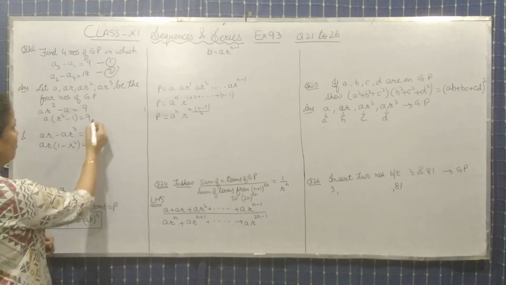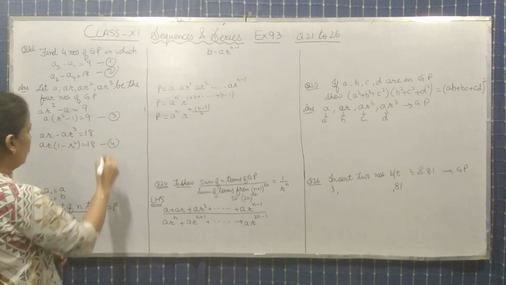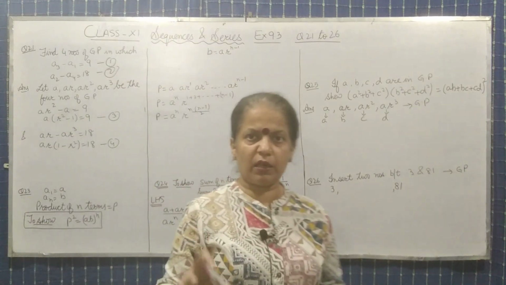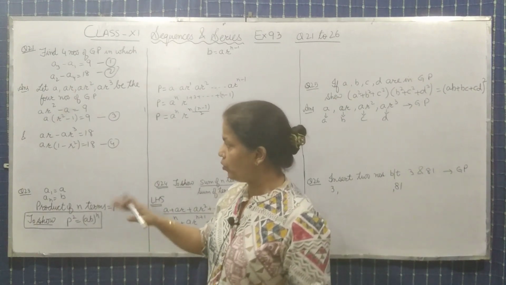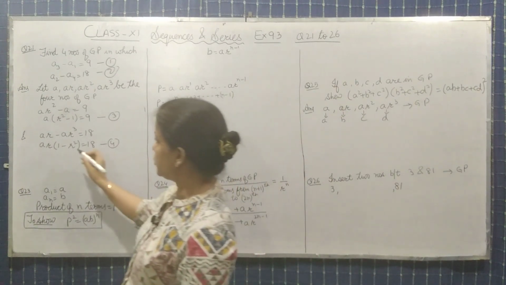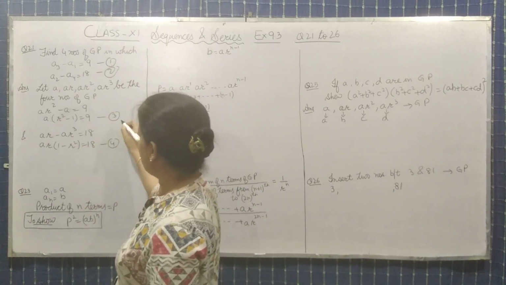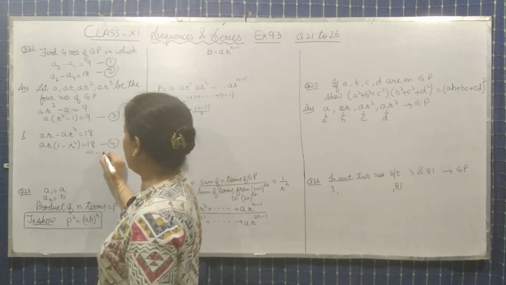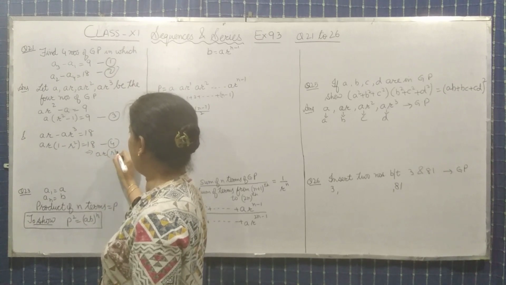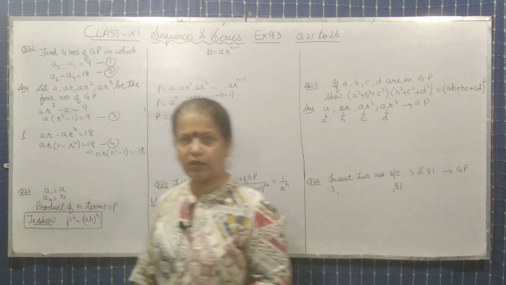If you observe equations 3 and 4, one is R square minus 1 and the other one is 1 minus R square. So we will interchange their position. From here you will get A(R square minus 1) equal minus 18 after changing their sign, isn't it?